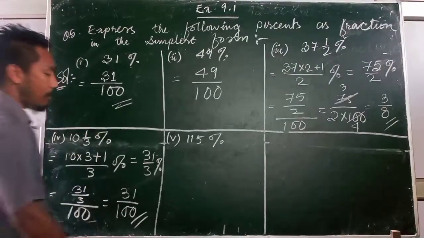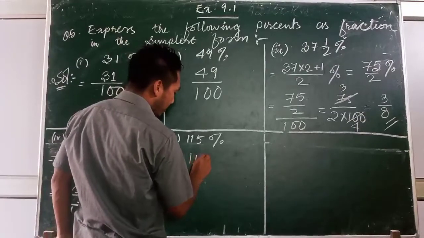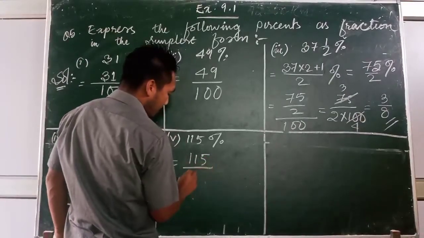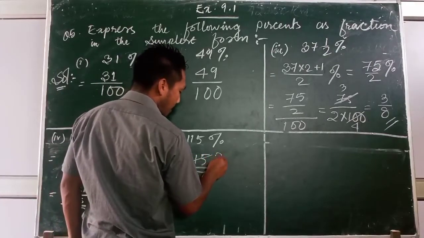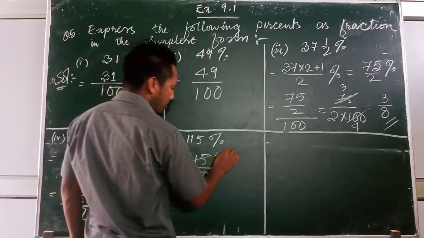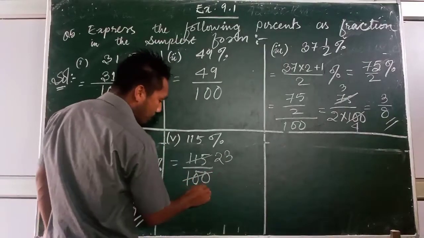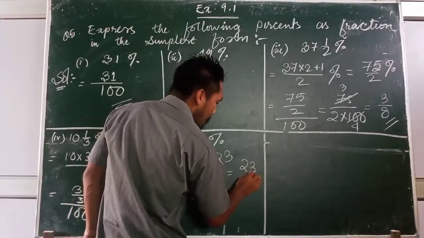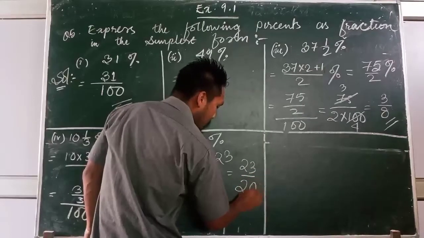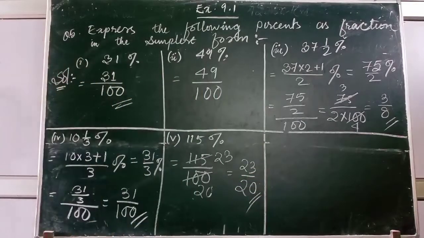Similarly, 115 percent will be converted into 115 by 100. Dividing by 5, 5 twos are 10, 5 threes are 15, 5 twenties are 100. So your answer is how much? 23 by 20 is your answer. So these are the answers. You can write them down.